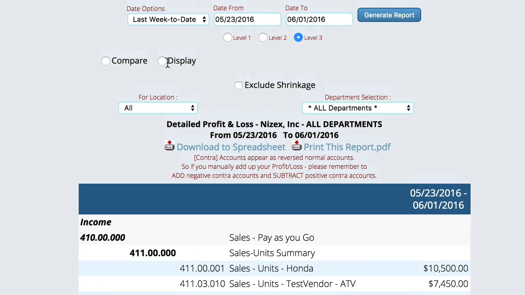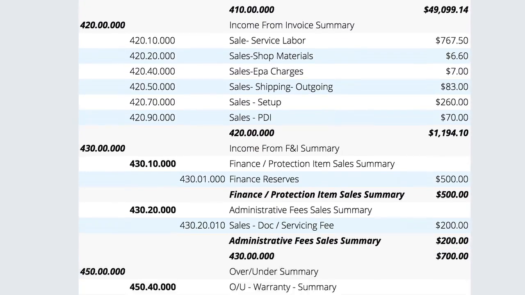If you hit this display up here, it'll give you the ability to set your compare process. So the system gives you a lot of different options for being able to compare to other periods and get what you're looking for out of the P&L.